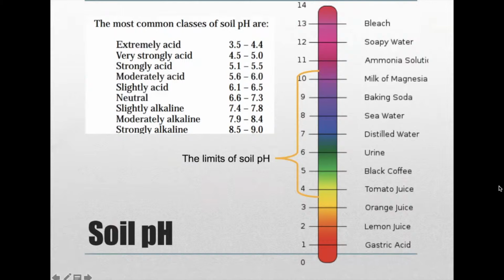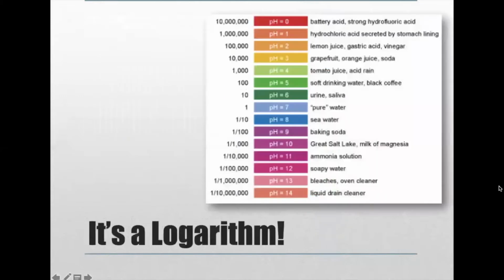The ideal soil pH for most plants are between 6 to 7.0. And usually the limits for soil pH on plants are between 3.5 and 10.5. The soil pH scale is a logarithm. Each number on the pH scale represents a jump of 10 times the number of free hydrogen ions within the soil.